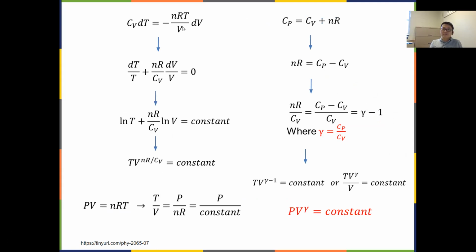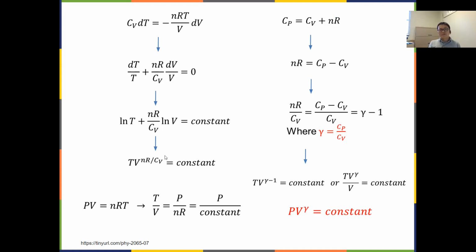So C_V dT equals minus nRT over V times dV. We can rearrange terms: divide both sides by C_V first, and then divide both sides by T. Then you have dT over T on this side, and on the other side nR over C_V times dV over V. Move this to the other side: negative becomes positive, so dT over T plus nR over C_V dV over V equals 0. You can do the integration. The integration of this gives you a natural logarithm, and the integration of this one also gives you a natural logarithm. The integration of the other side gives you a constant because it's 0.